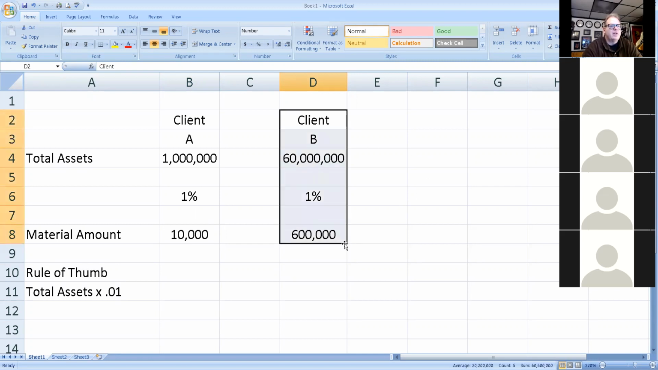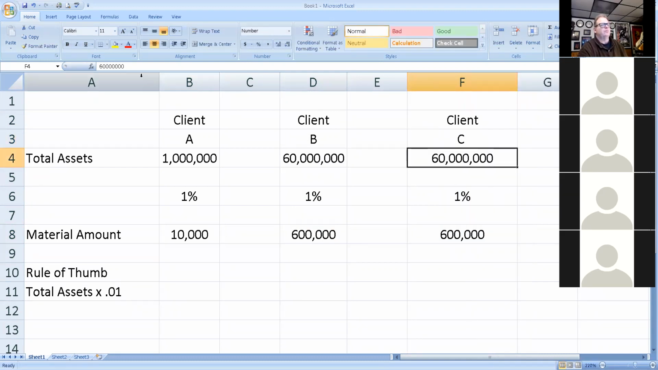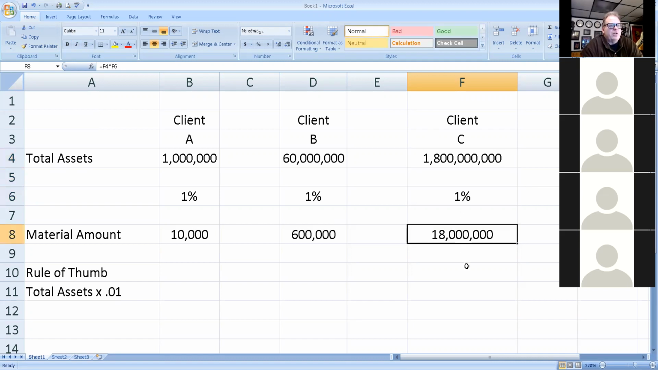Okay, let's take a client C. Client C has assets of $1.8 billion. 1,800,000,000 in assets. So the material amount is 18 million.